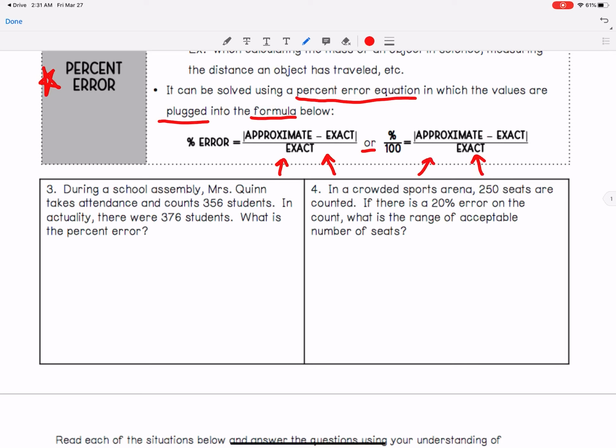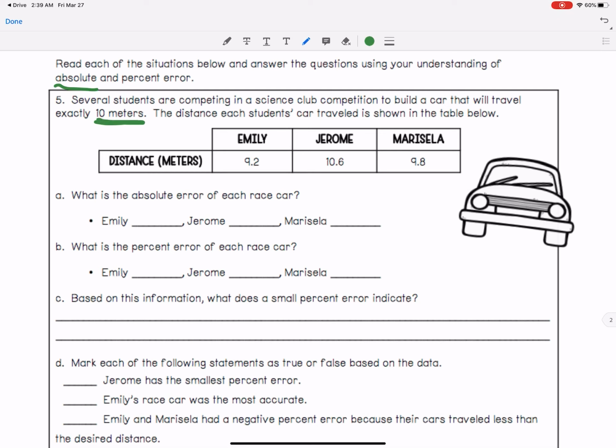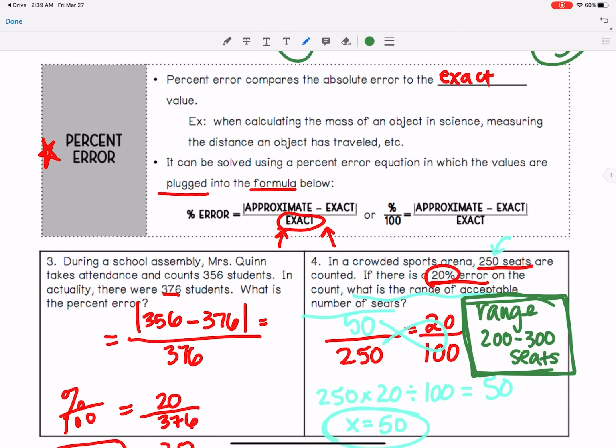So question number 5 says, several students are competing in a science club competition to build a car that will travel exactly 10 meters. Exactly 10 meters. The distance each student's car traveled is shown in the table below. What's the absolute error of each race car? Well, absolute error we talked about before is just the difference. And I'm going to write that up here. Difference means subtract. So we need to find, let's go back up to that equation.